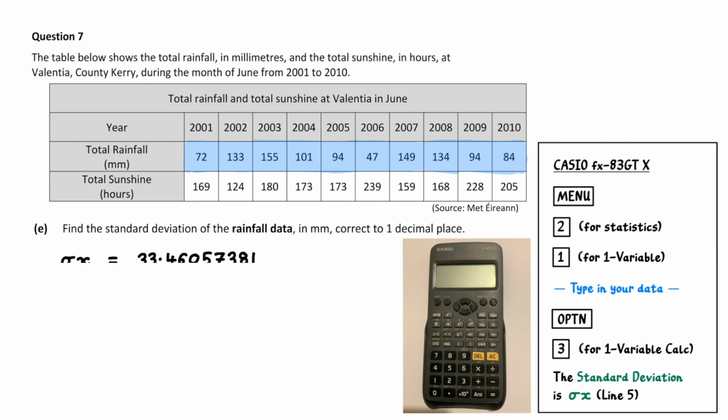When we perform these steps, we'll get out an answer of 33.46057381. We're asked to present our answer correct to one decimal place, so we should round this off to 33.5. Since the unit for the rainfall data was millimeters, that's the unit we should use for our answer.